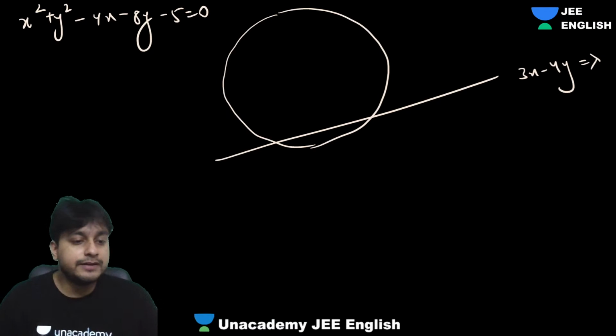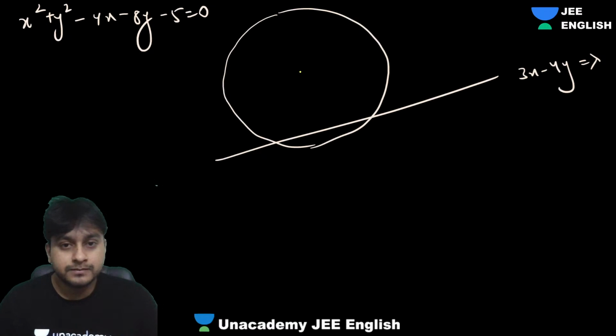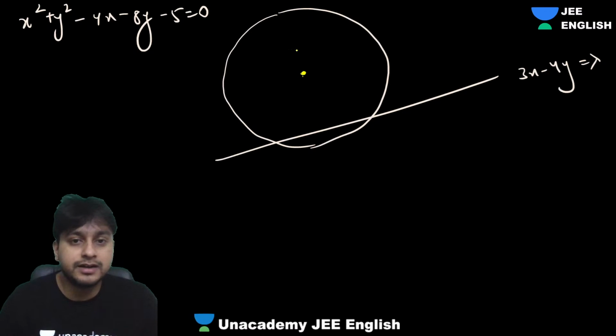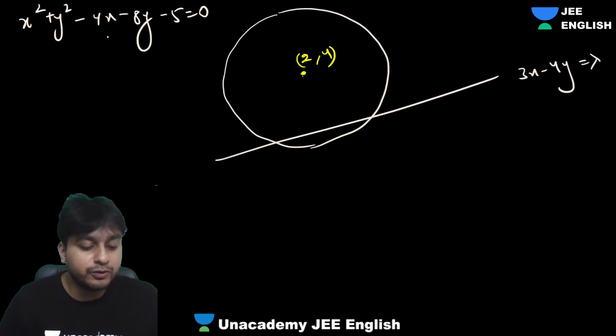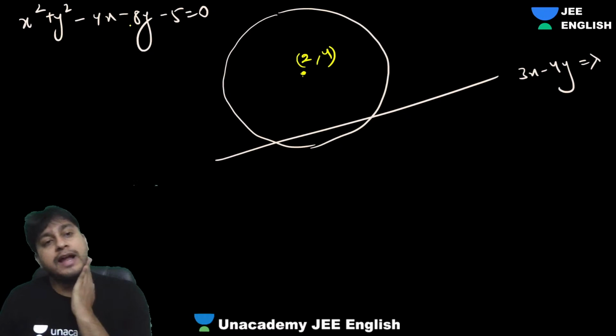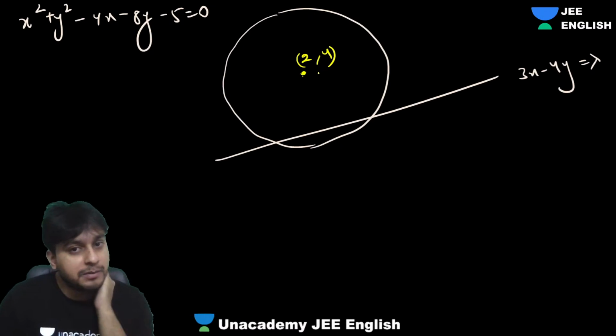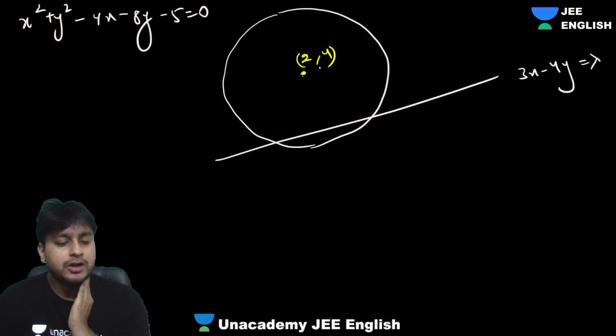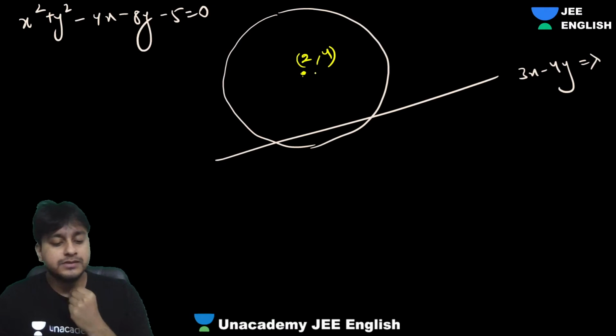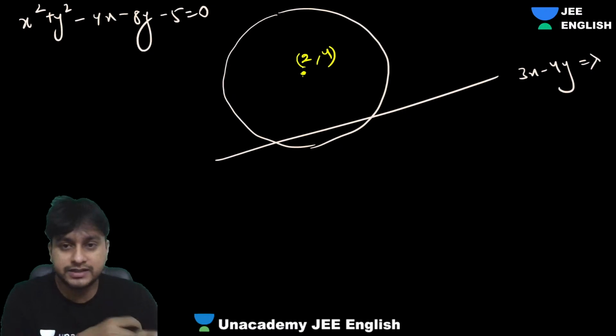Now, guys, if you look at this question, what is there? Tell me. Let's look at the center, 2 comma 4. Am I correct, guys? Minus g is minus 2, and f is minus 4, so the center will be minus g comma minus f, just by looking at it: 2 comma 4.